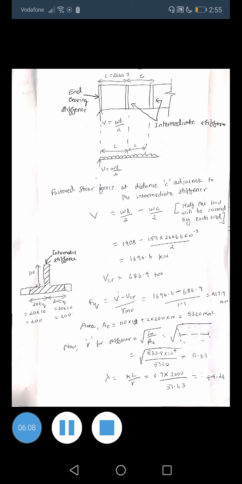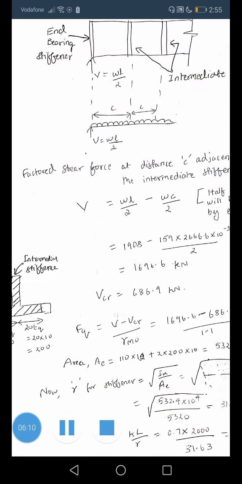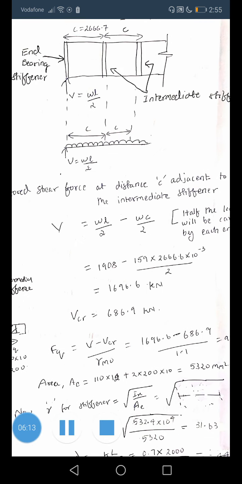You know that you have to calculate the shear force at a section which is near to the transverse intermediate stiffener. You can see in this diagram at the leftmost corner there is a support. So at the support V equals WL by 2. Everyone should know that for a simply supported beam carrying UDL, the support reaction is WL by 2. The support reaction is acting upward.